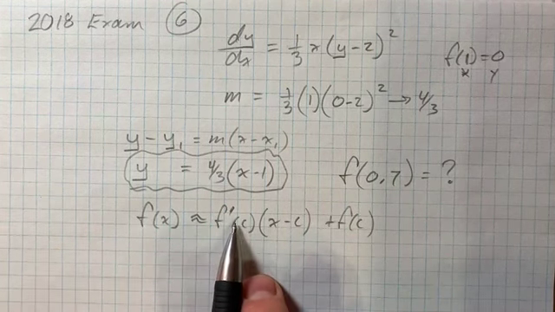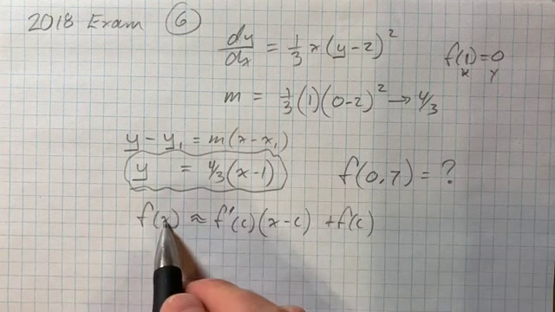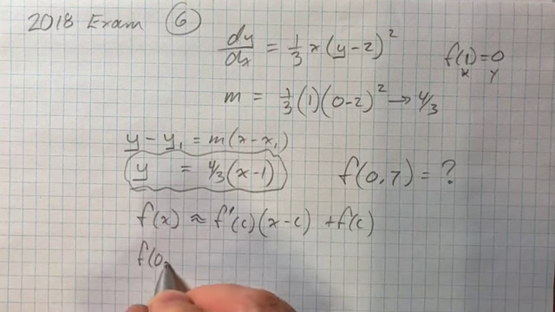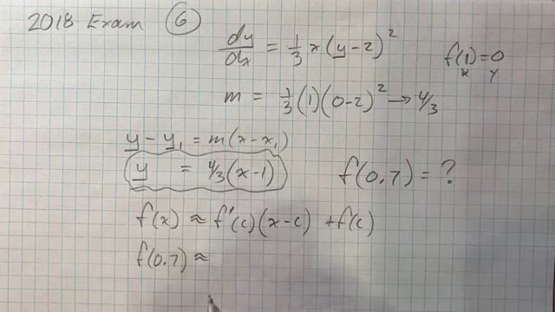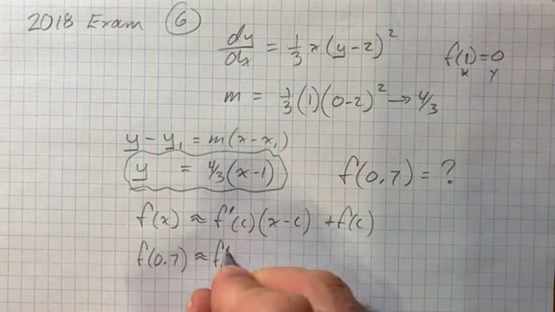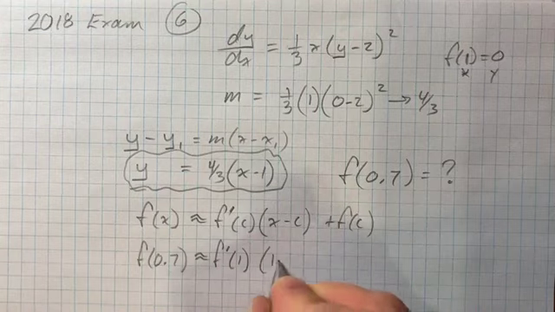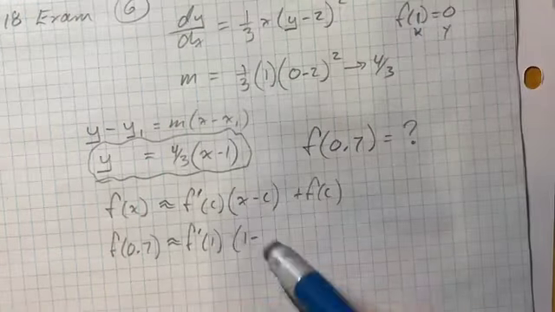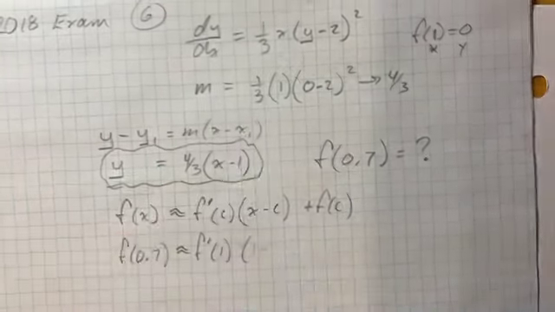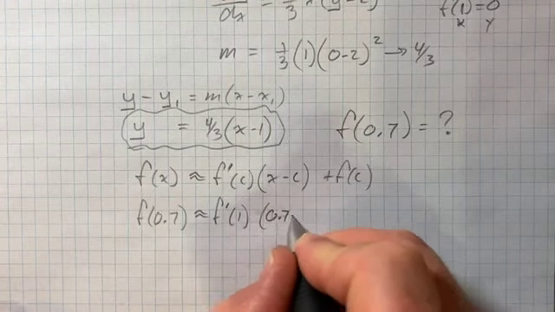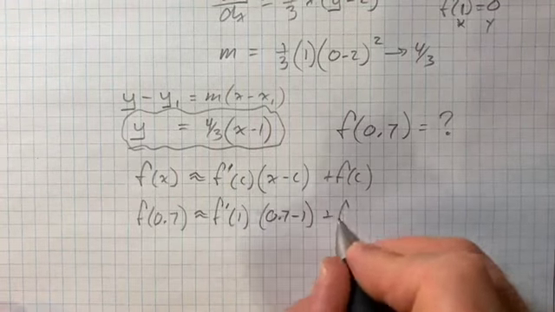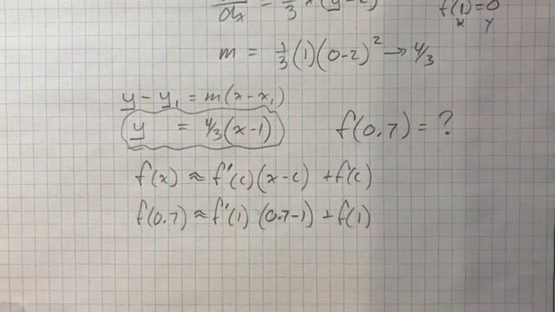Here we go. The slope. So if the x value is 0.7, the close value is 1, right? That's close. So this is going to be f prime of 1. And then it's 1 minus, oh sorry, it's the x value. The x value is actually 0.7, isn't it? Let's try that. 0.7 minus 1 plus f of the close value, f of 1.